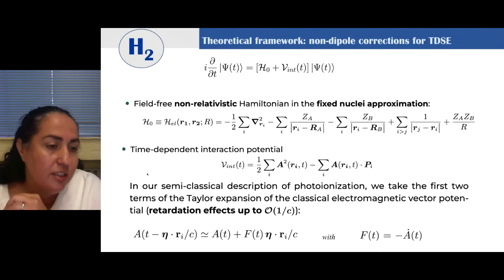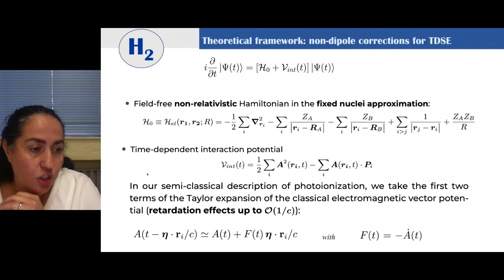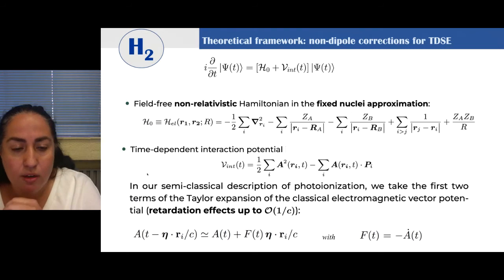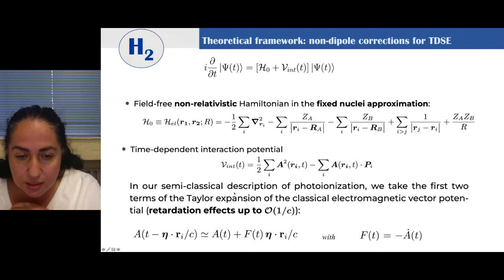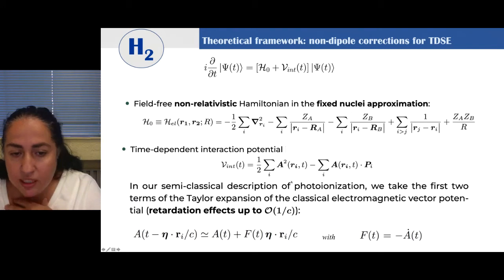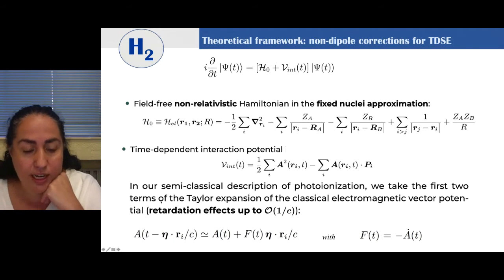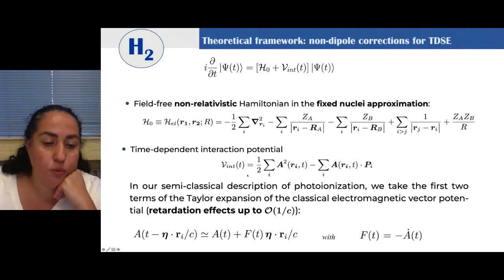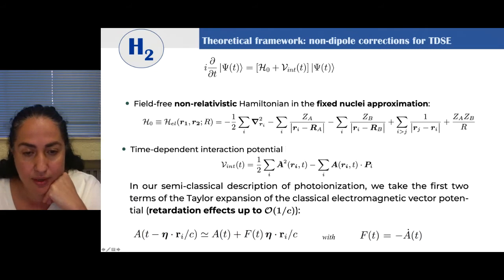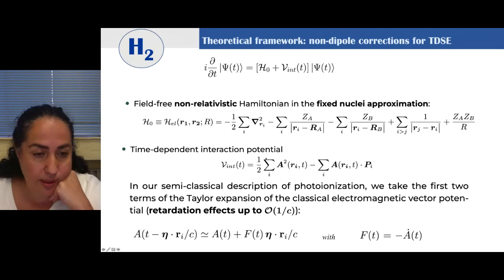But in this case, what strongly changes is the laser-molecule interaction potential, since at these very high frequencies, the dependence of the vector potential on the spatial coordinates cannot be neglected any longer. So what we do is take the vector potential, perform a Taylor expansion and keep just the first two terms. That is to say that we are just including the corrections to first order in 1 over the speed of light.